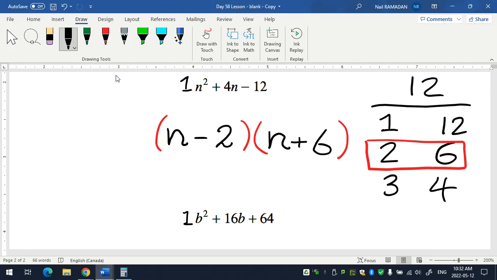Check. It's gonna work. N times n is n squared. N times 6 positive is positive 6 n's. Minus 2 n's, boom, positive 4 n's. Done. Always put the sign in the middle with the bigger number of the two. You will never make a mistake that way.